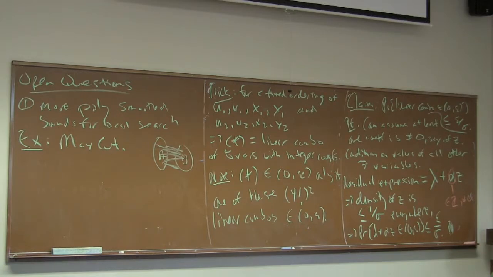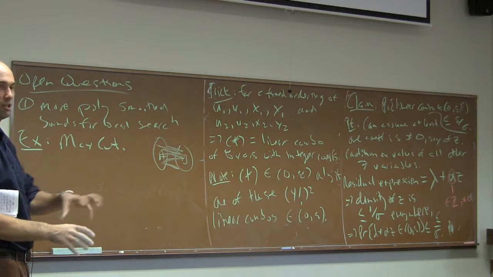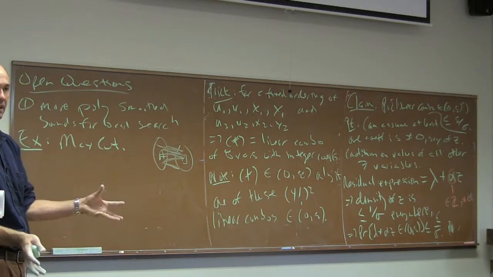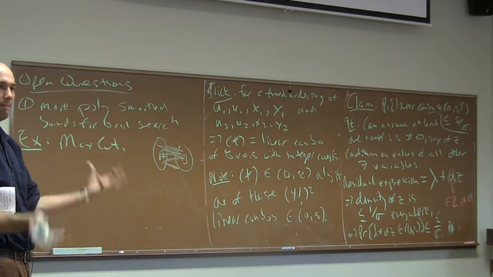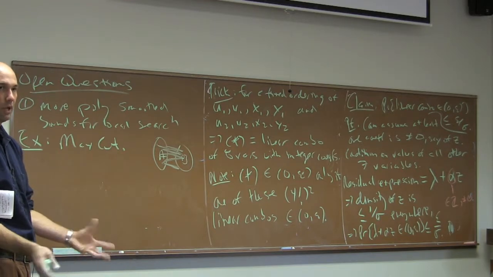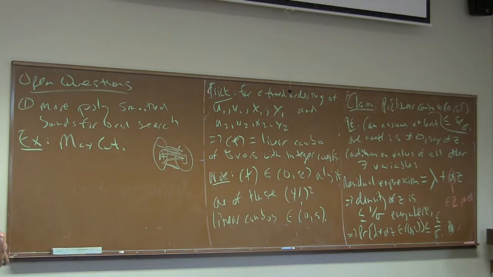So this is the problem where you're given an undirected graph with edge weights, and you want to split it into two parts, maximizing the weight of the edges crossing the cut. Unlike minimum cut, which is polynomial time solvable, maximum cut is NP hard. And local search is one way you can approach it.